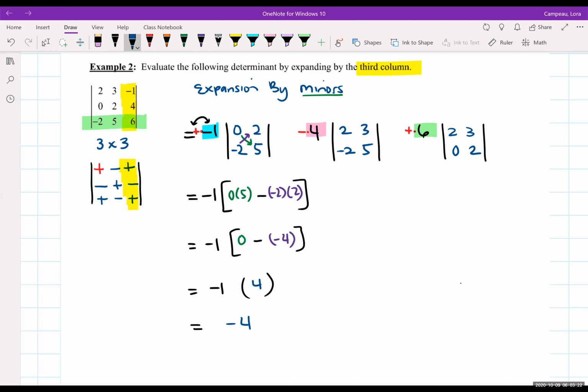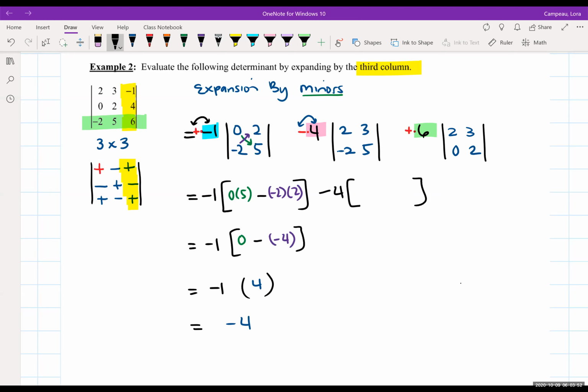Now, don't get too excited. You still have 2 more to go. So sometimes what we do is we kind of simultaneously write the steps out. Just try a few and do what you think works better for you so that you don't make any minor errors. So let's move on to the -4. That's negative times positive, so that's going to leave us with -4. That's now going to get multiplied by the determinant of this minor.